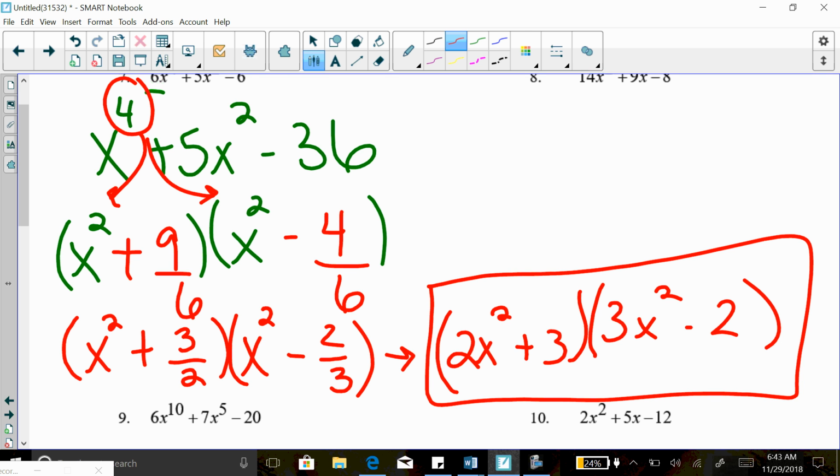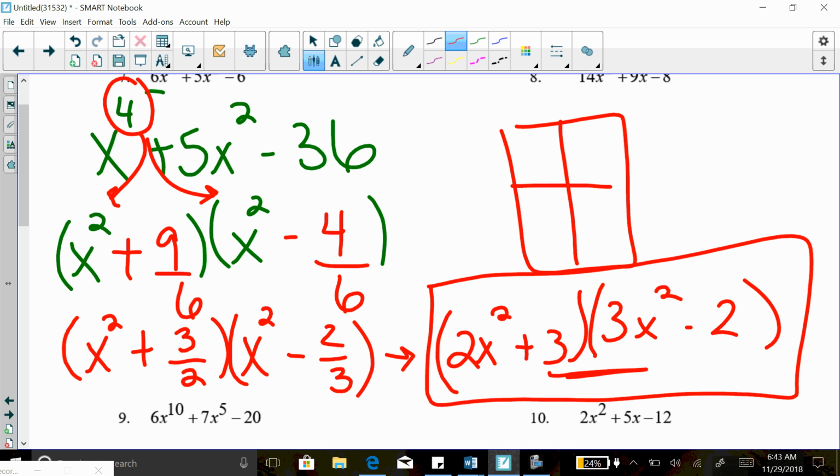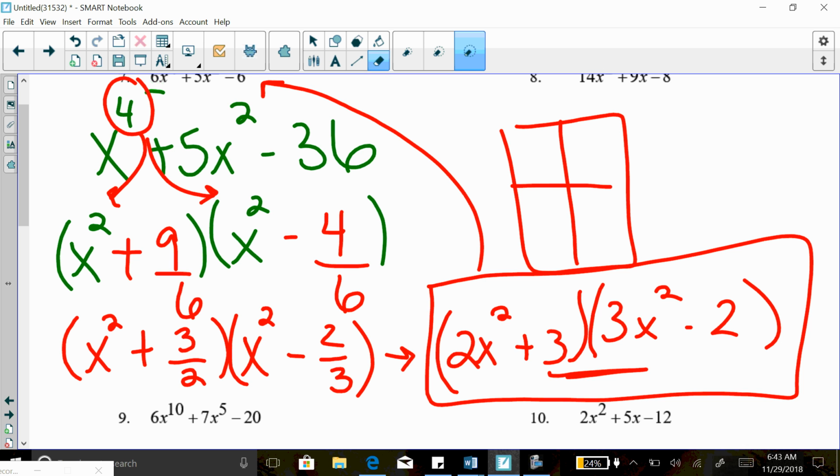And remember, to check yourself, you could always do the box method on your two factors here to see if I multiply them, will it bring me back to what I started with? Always, always, always. That's the great thing about factoring, that you can always check yourself.